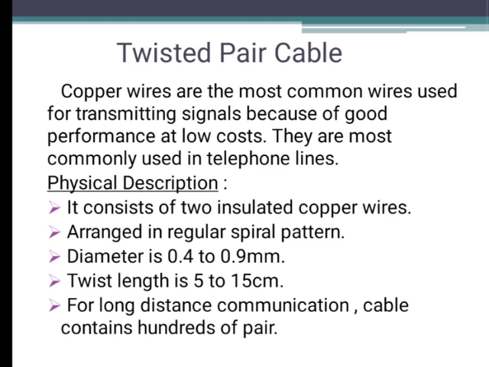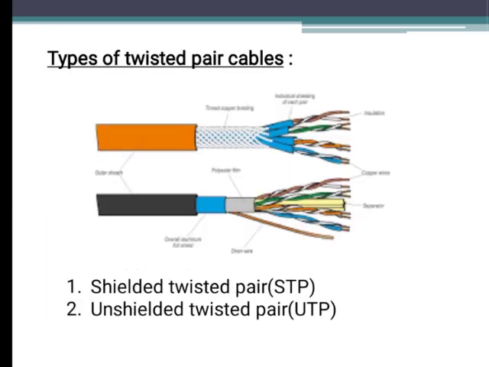Twisted pair cable. Copper wires are the most common wires used for transmitting signals because of good performance at low cost. They are most commonly used in telephone lines. It consists of two insulated copper wires arranged in a regular spiral pattern. Diameter is about 0.4 to 0.9 mm. Its twist length is 5 to 15 cm. For long distance communication, the cable contains 100s of pairs. There are two types of twisted pair cables: shielded twisted pair and unshielded twisted pair.